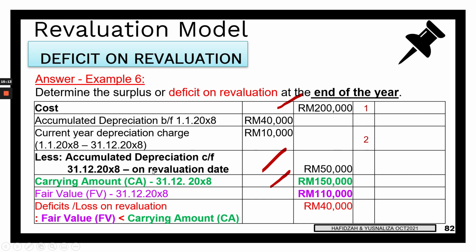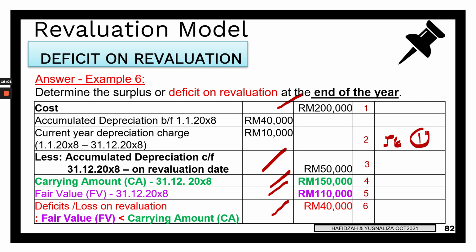Now you need to go and find the accumulated depreciation as at 31st of December 2008 on the revaluation date. It is 50,000, and this is after adding the 10,000 current year depreciation charge to the accumulated depreciation opening balance of 40,000. So there goes this 50,000. And because of that, your carrying amount is 150. That was number 4. And the next one is for you to compare that carrying amount with the fair value. And if you compare, you can see that the carrying amount is greater than the fair value, and there is a deficit or loss on revaluation of 40,000. You can also write your journal entry here. For example, this needs a journal entry.